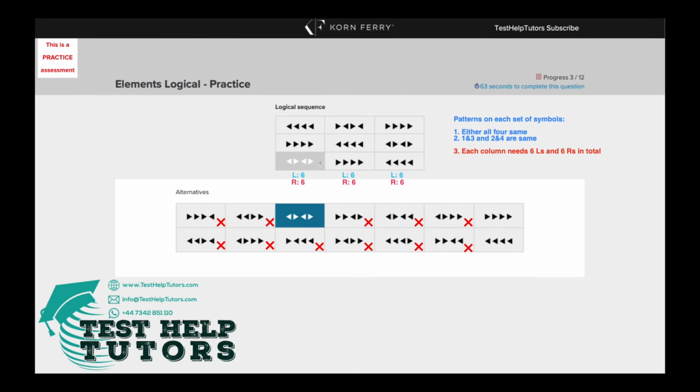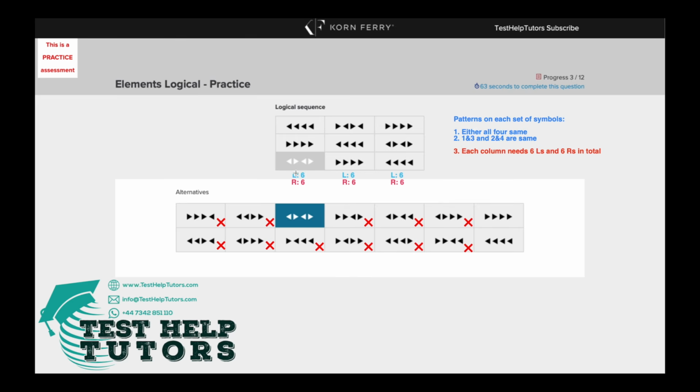So whatever missing shape we have here, when you add up all the left pointing arrows and the right pointing arrows, we need a total of 6 left pointing arrows and 6 right pointing arrows. This shape here would not fit, because we already have 4 right pointing arrows, and adding 4 more gives us a total of 8 right pointing arrows. Likewise, if you put this in here, we're going to have 4 left pointing arrows here and 4 left pointing arrows there. That would give us a total of 8 left pointing arrows, and we don't want 8, we want 6 left pointing arrows.